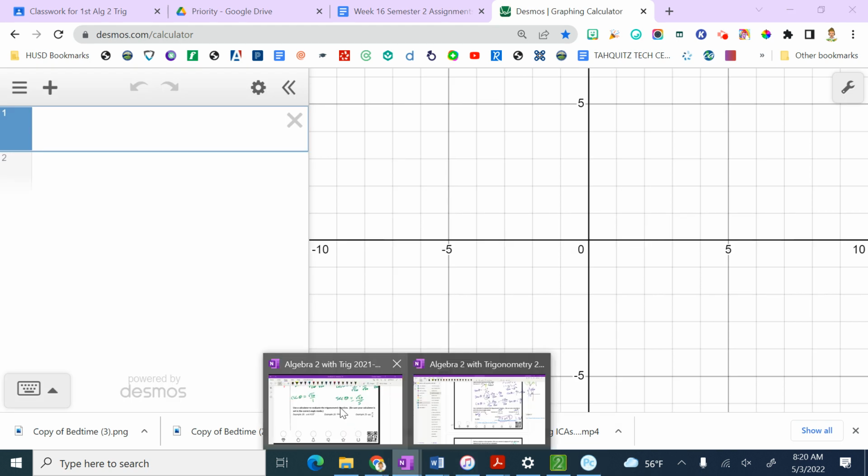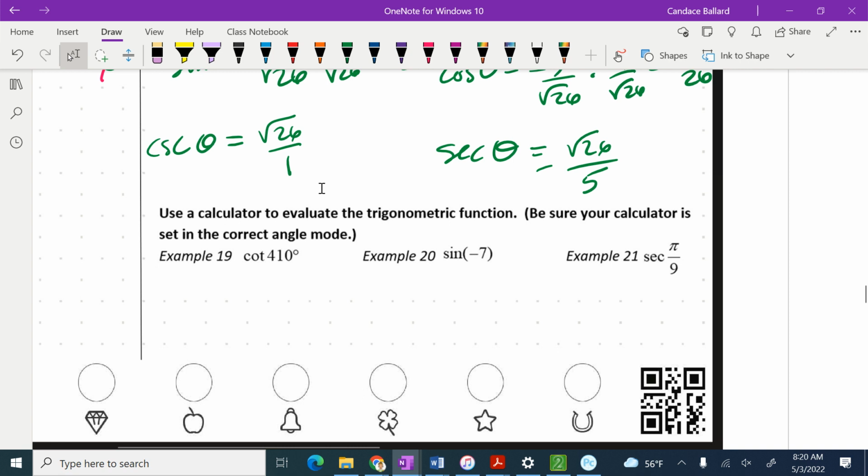Okay. I'm going back to look at it here for a second. So it says use the calculator to evaluate the trigonometric function. Make sure your calculator's in the correct mode. If there's a degrees on it, it should be in degree mode. If there's no degrees on it, it should be in radian mode. So this one that says -7 should be in radian mode because there's no degree symbol. If there's a pi, it should definitely be in radian mode.